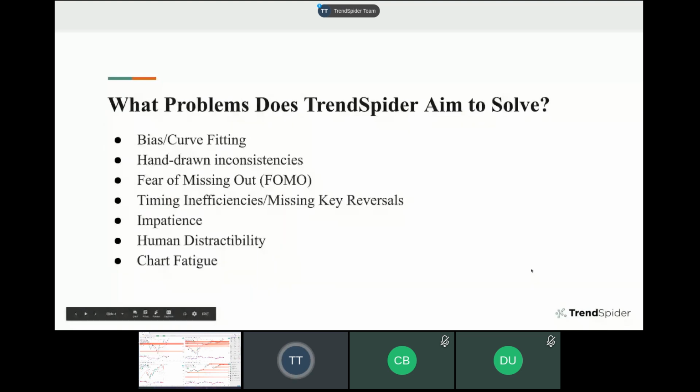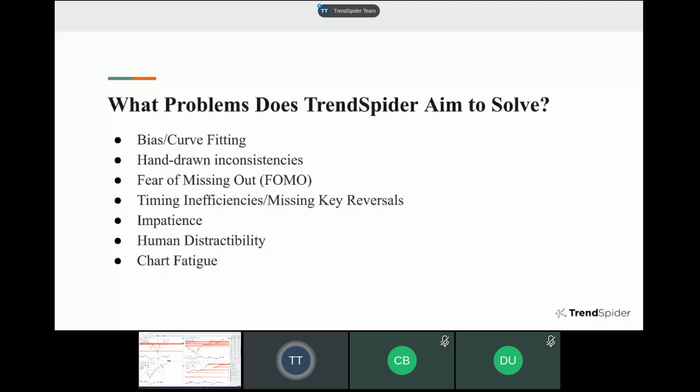Now, a lot of the time, we can focus on using the product and all these things. But at the end of the day, we want to answer the question, which is why? Why should you use the platform? And what is it going to do to help add value to the process that you're currently already doing?